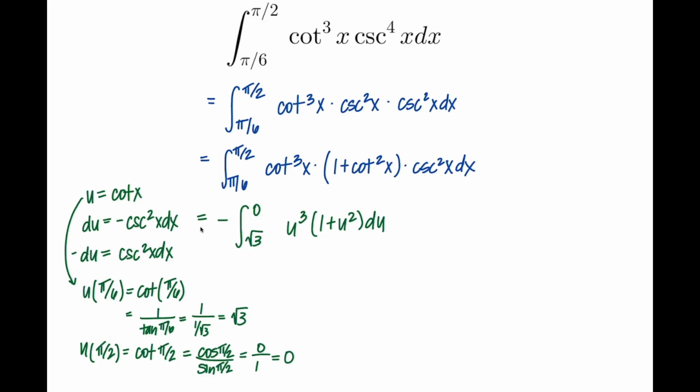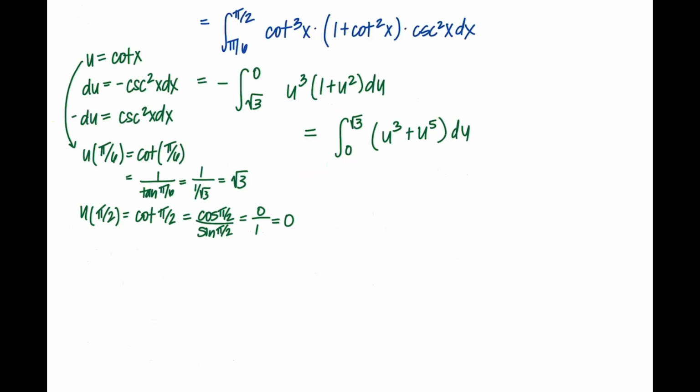So we have, in our next step, the integral from 0 to rad 3 of u cubed plus u to the 5th du. Now, our antiderivative is u to the 4th over 4 plus u to the 6th over 6. We will not put a plus c because this is a definite integral from 0 to rad 3.